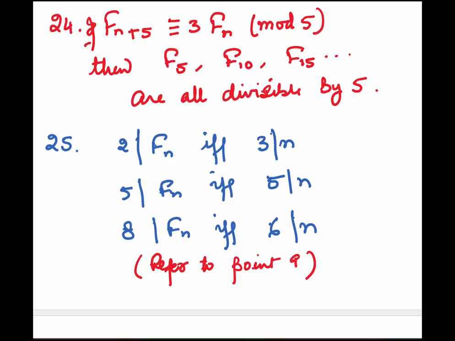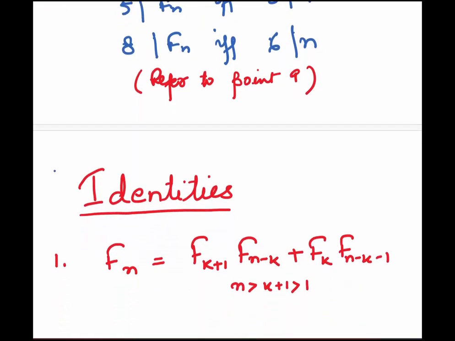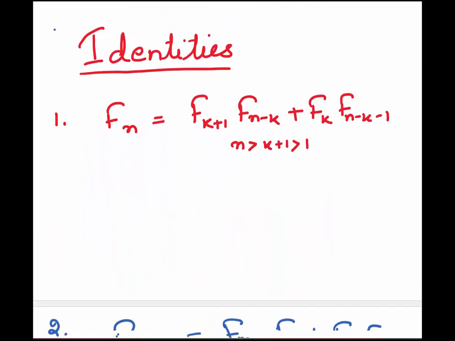Now based on our point number 9, you can see 2 divides fn if and only if 3 divides n, 5 divides fn if and only if 5 divides n, and 8 divides fn if and only if 6 divides n. So there are so many of them, but we will stop here. Let's come to some identities.